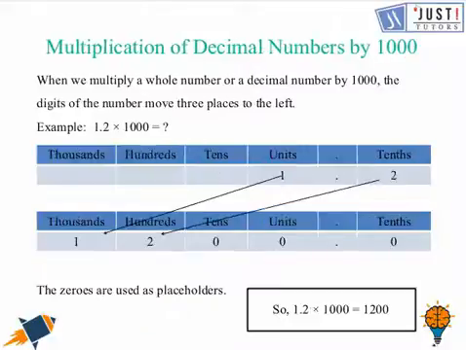Likewise, we can try to multiply the decimal numbers by 1000. Again, we'll be shifting the digits to the left, but this time by 3 places, because we've got 3 zeros in 1000. Let's start with the example again. 1.2 times 1000. So we have placed 1.2 in the place value chart, and then we are shifting it. So 1 came here, 2 came here, and we have filled the blank spaces with the placeholders that is a 0. So the answer for this question is 1200.